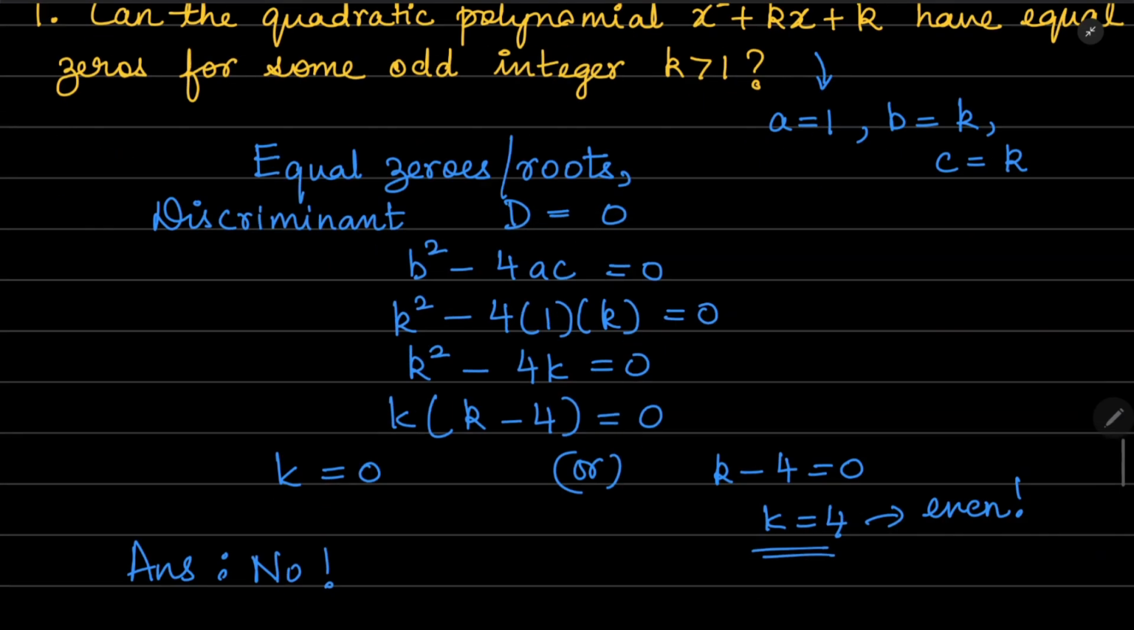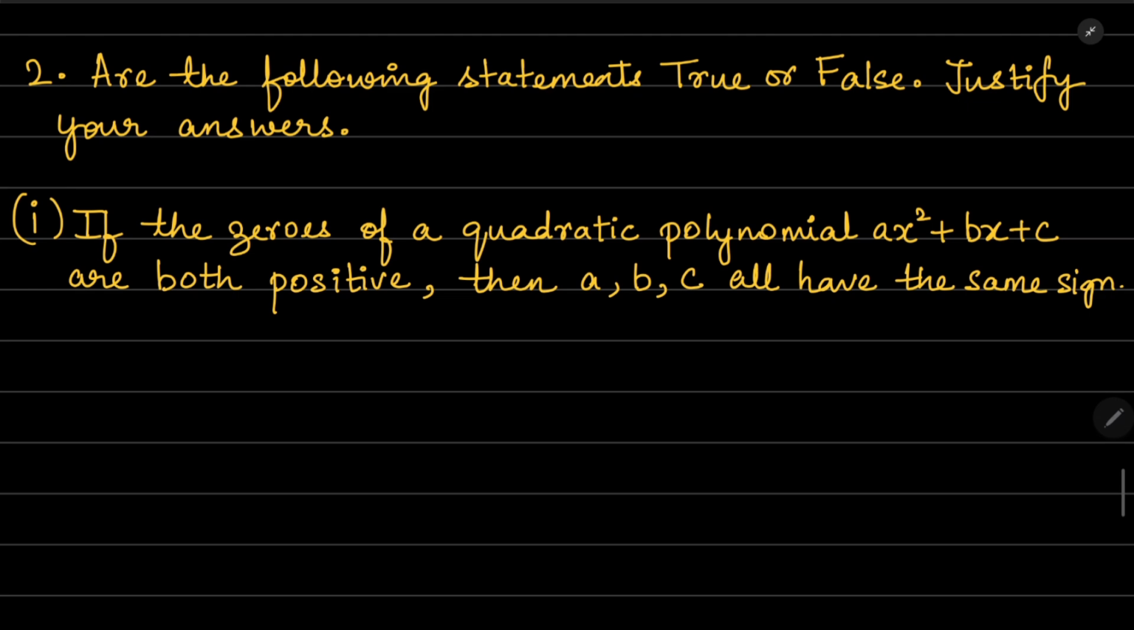Let's move on to the second question. You will be given, say, 4 questions under this. Are the following statements true or false? Justify your answer. The first question is, if the zeros of a quadratic polynomial ax square plus bx plus c are both positive, then a, b and c all have the same sign. Now let us take an example.